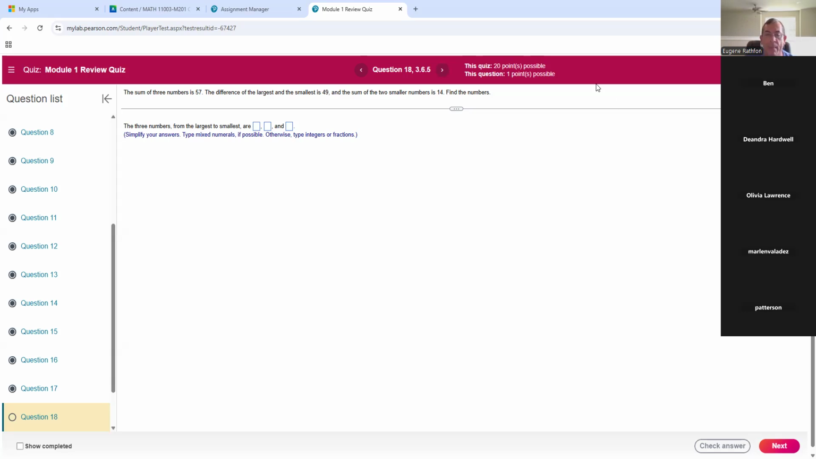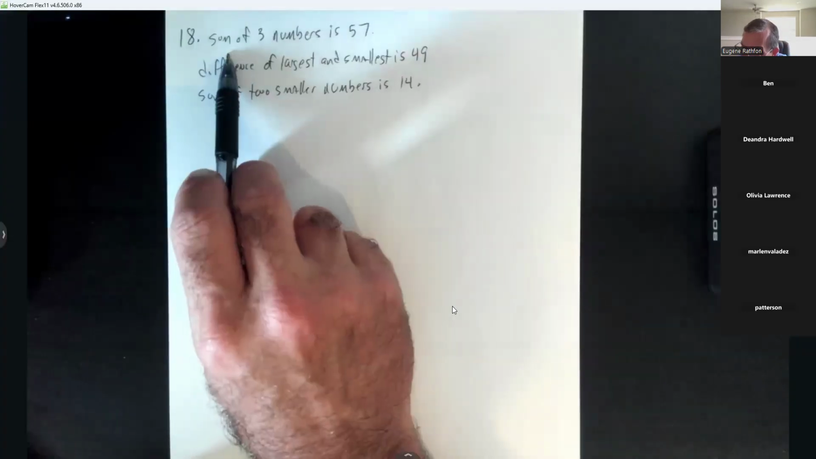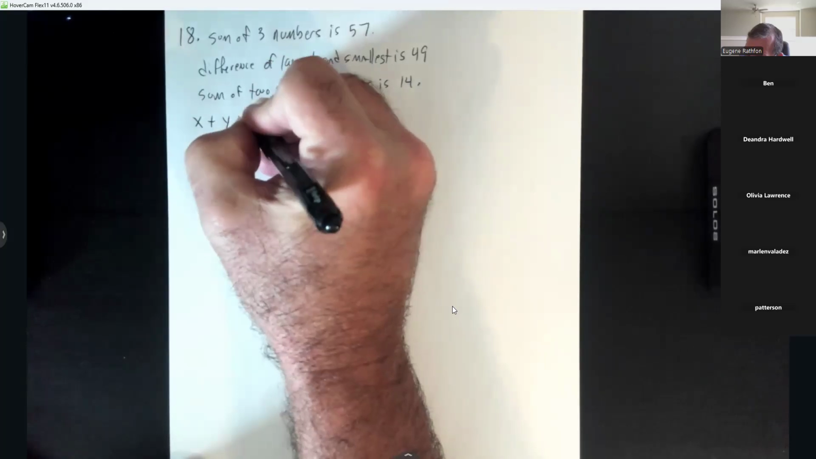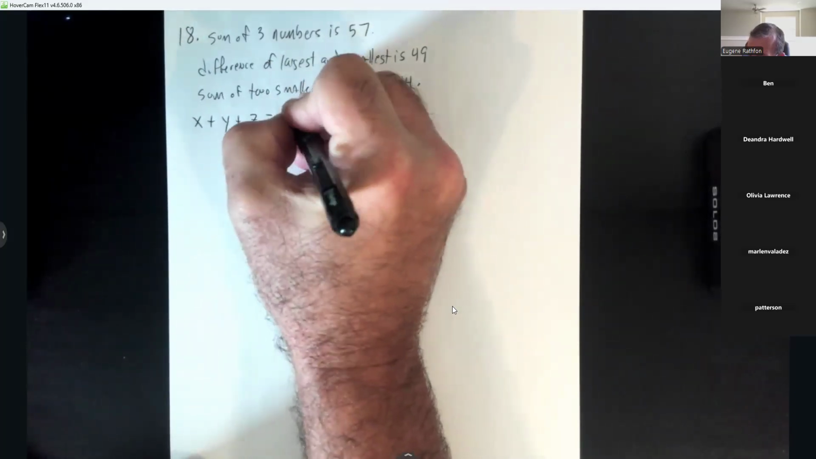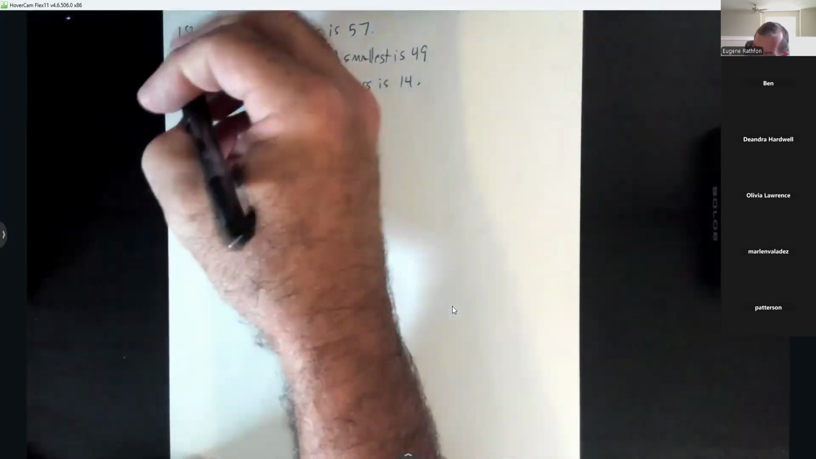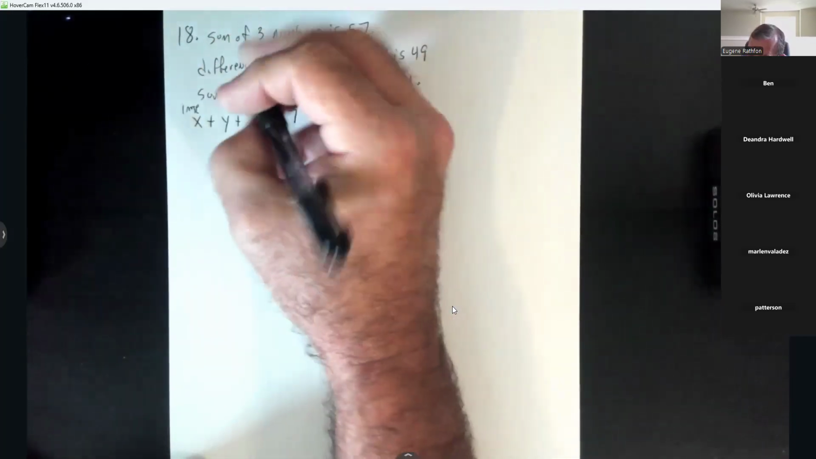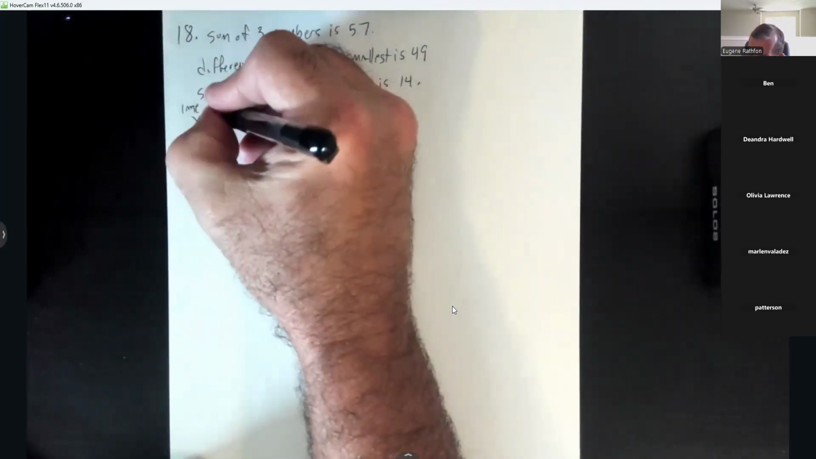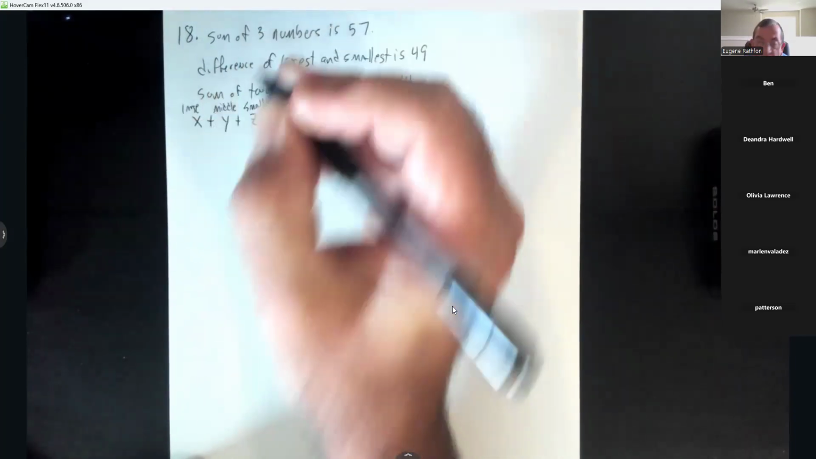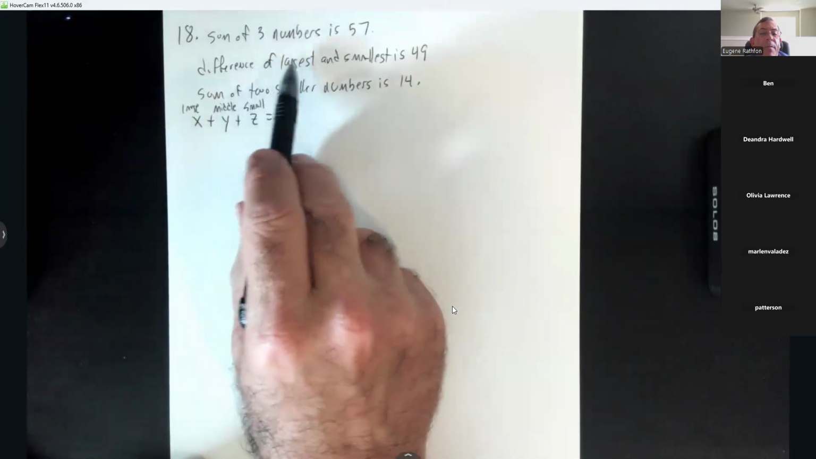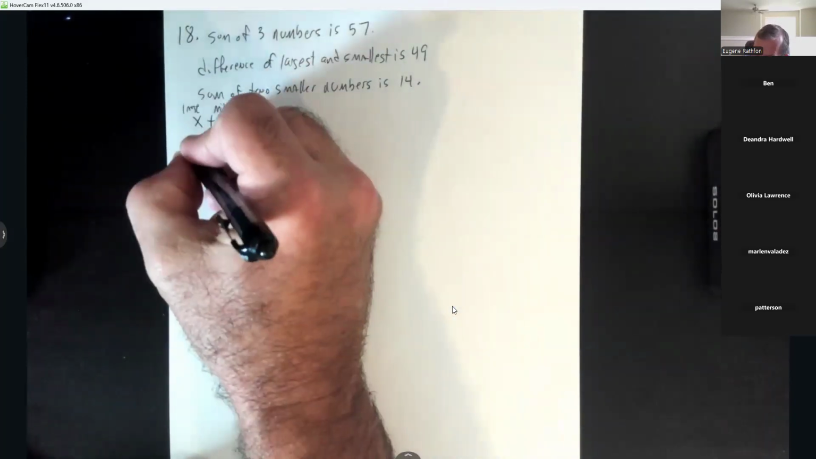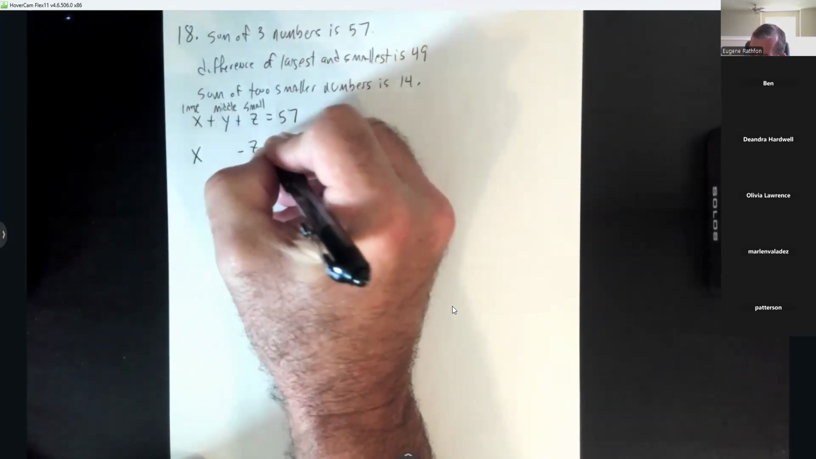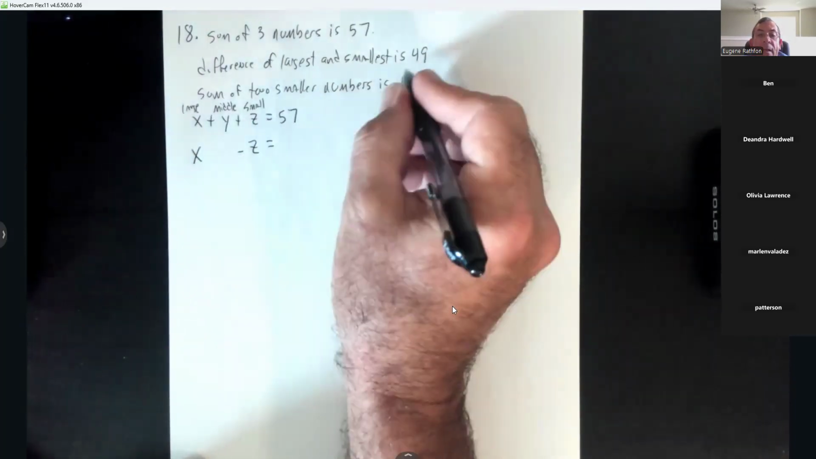So the sum of three numbers is 57. X plus Y plus Z equaled 57. So now I'm going to let the X be my largest number and the Z be my smallest number. And the Y will be my middle number. So the difference of the largest and smallest, so difference is subtraction. So the largest is X, the smallest is Z. So X minus Z equals 49.